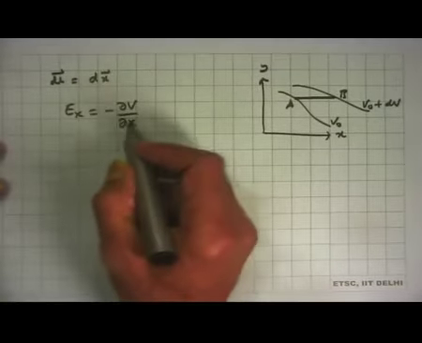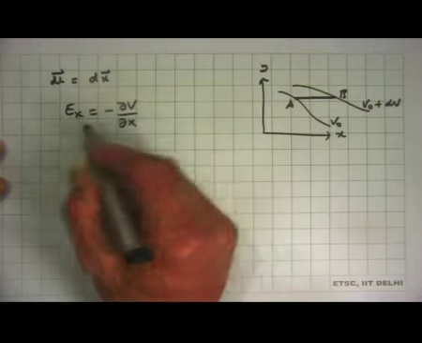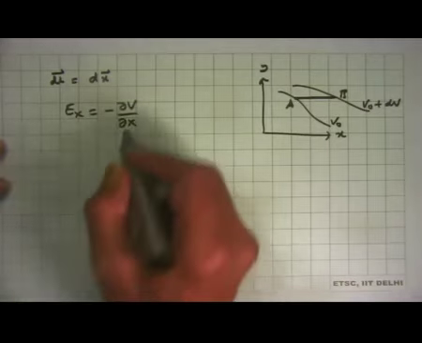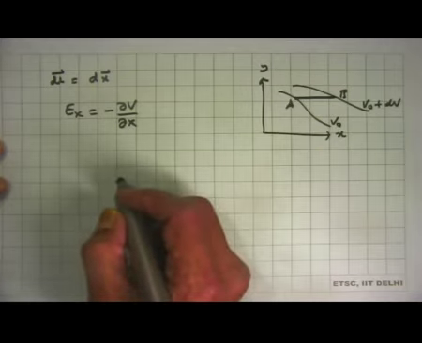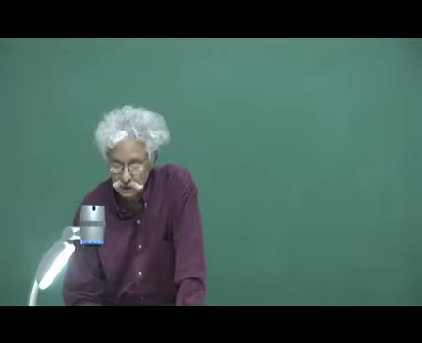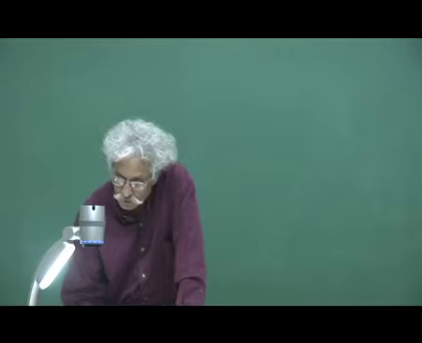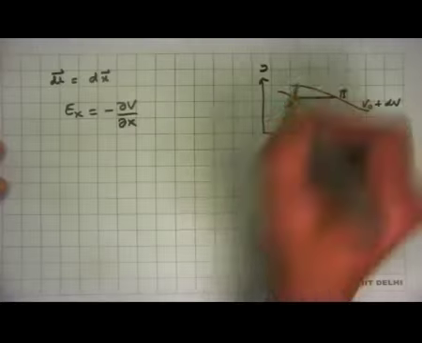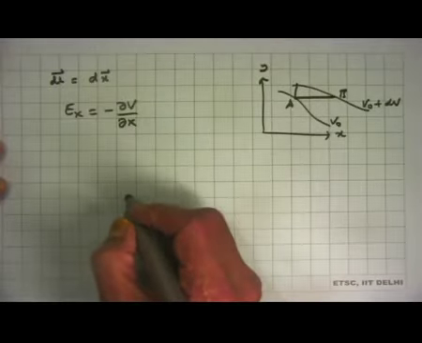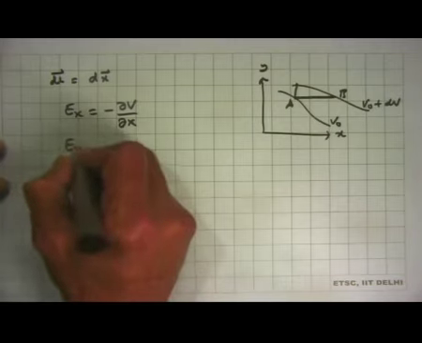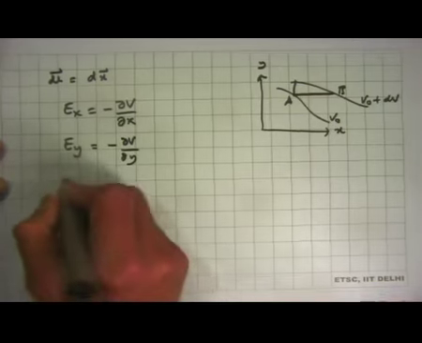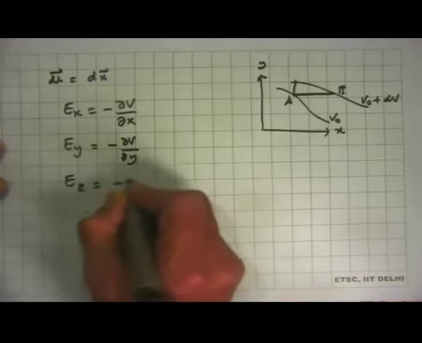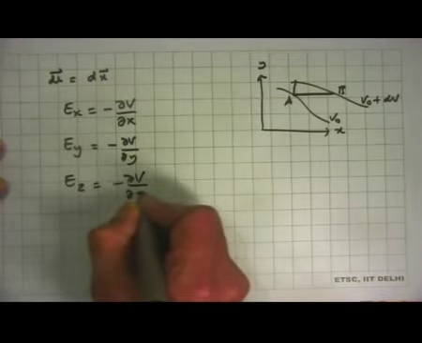So, the partial derivative of V with respect to x is nothing but minus E x. I am writing partial derivative because the potential depends, in general, on all 3 coordinates x, y and z. In a similar fashion, if I move parallel to the y axis, then I can get the following equation: E y is equal to minus del V by del y, and similarly E z is equal to minus del V by del z.